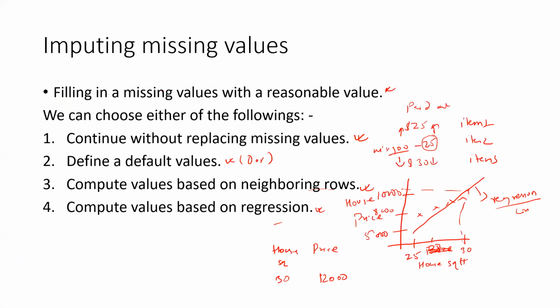So these are the four ways of imputing missing values. First, we can leave it as is. Second, we can set a default value, zero or something else. Third, we can look at neighboring rows, either looking up or looking down, and impute values based on the surrounding values. And fourth is regression. With regression, we can predict my value based on my x variable. We can look at the y variable and impute my values.